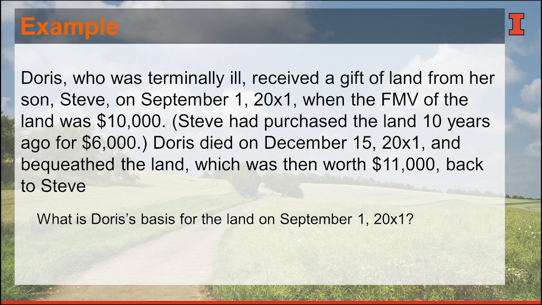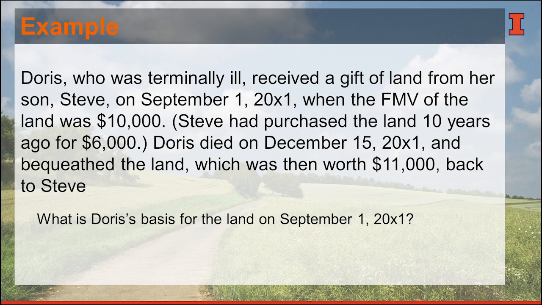Doris, who was terminally ill, received a gift of land from her son Steve on September 1st, year 20X1, when the fair market value of the land was $10,000. Steve had purchased the land 10 years ago for $6,000. Doris died on December 15th, year 20X1, and bequeathed the land, which was then worth $11,000, back to Steve.